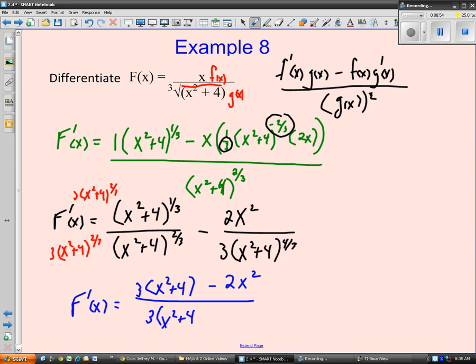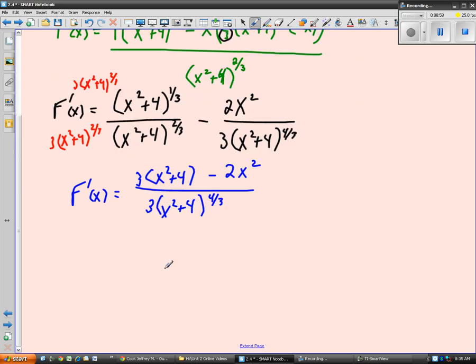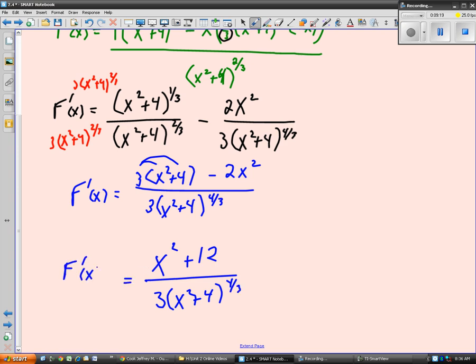And then I can simplify the top a little bit more. If I distribute my 3 to both of these guys, I get 3x squared minus 2x squared, which should give me an x squared, and then plus 12 all over my denominator of 3 times (x squared plus 4) to the 4/3 power. And that's the derivative I'm looking for, and that's probably the form we want it in, just for the fact that we can find, like I said, vertical asymptotes and also horizontal tangents, which are things that are very important.